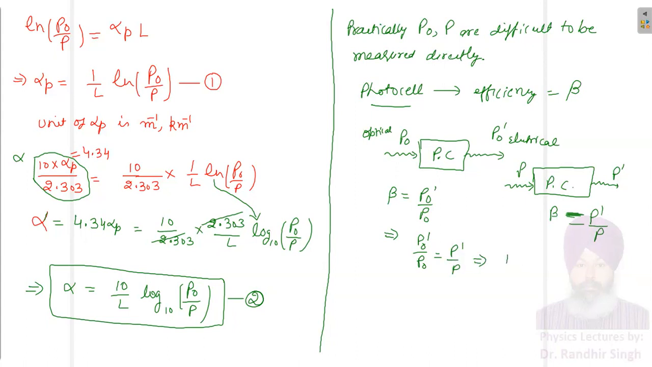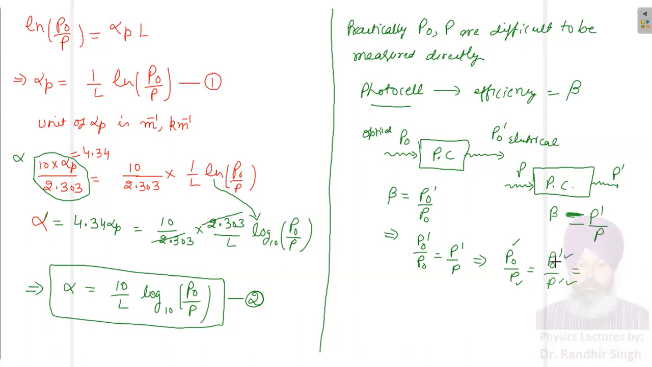This will give me that P0 upon P is equal to P0 dash upon P dash. So this will be very helpful. The left hand side is the ratio of input and output optical power, and the right hand side is the ratio of input and output electrical power. But electrical power is easy to measure.